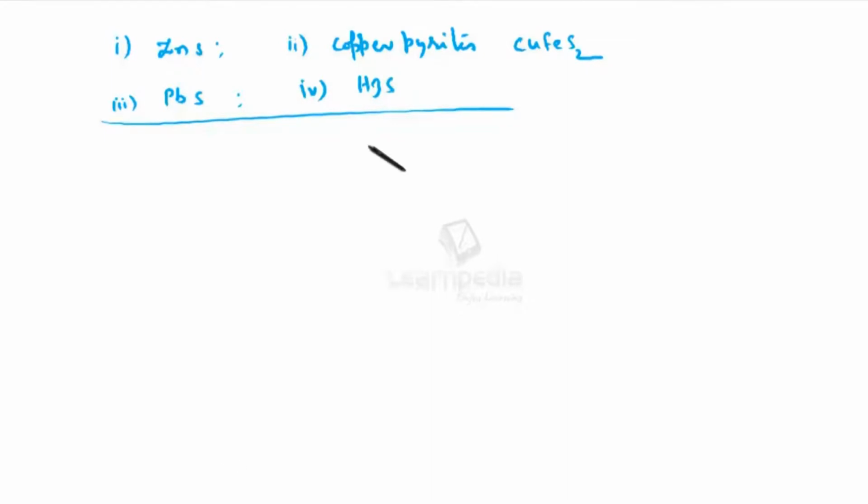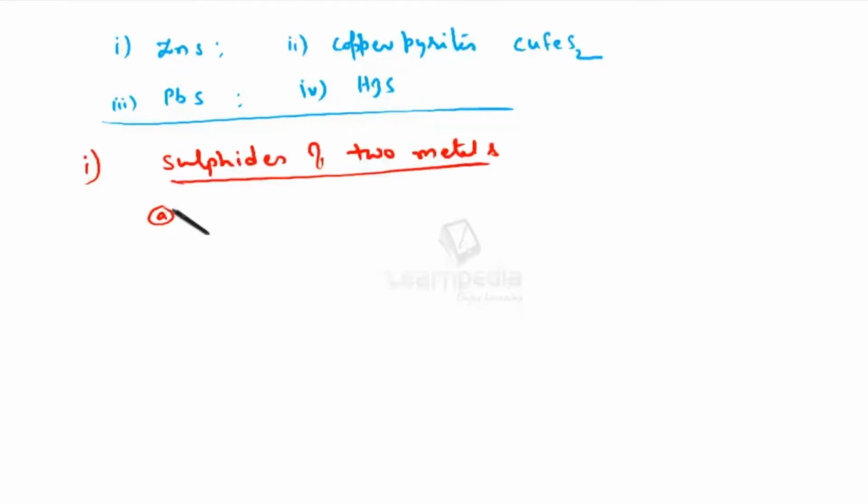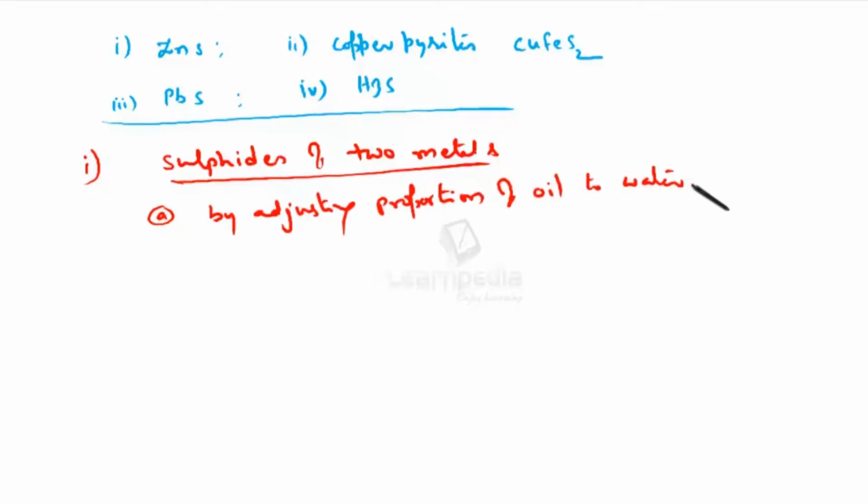But the problem comes when the ore itself consists of 2 or more sulphide ores. Then what will we do? If the mineral to be concentrated consists of sulphides of 2 metals, then by adjusting the proportion of oil to water, it is often possible to separate one sulphide from the other. This is one way by which one can be separated from the other.